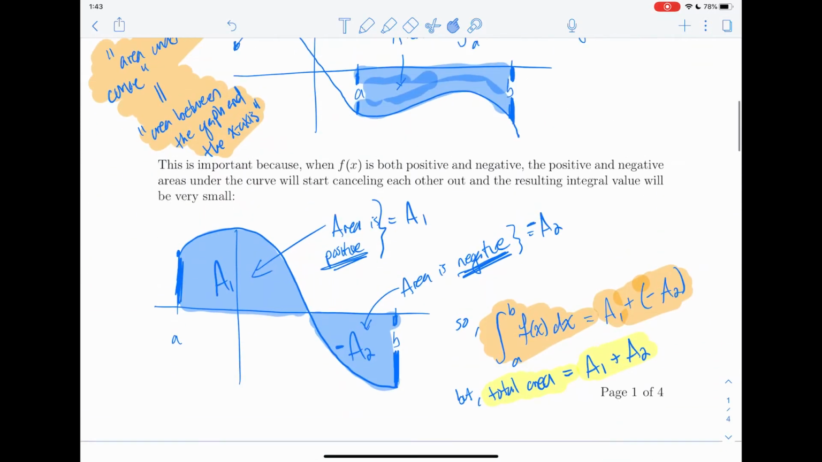So the important caveat that we're starting to observe here, write this in red, is that the integral is representing total signed area, whereas total area is unsigned. So this is unsigned, where signed means positive or negative. So it's a little bit of a subtlety, but we have to be careful about it. We're going to take a look at an example now to help illustrate what I mean here.